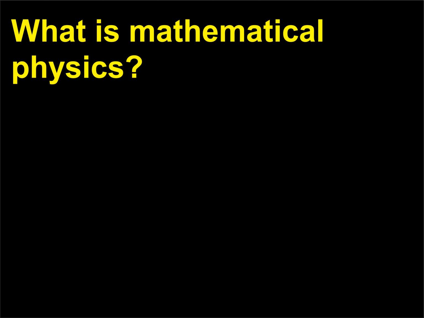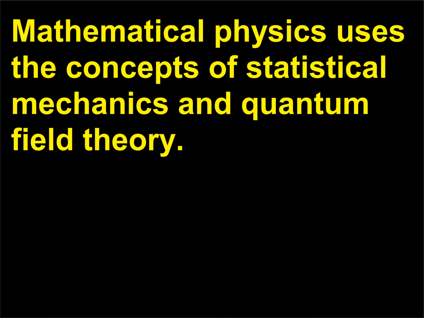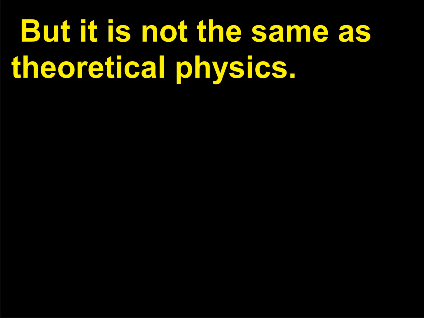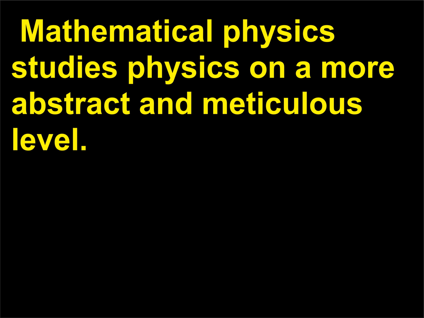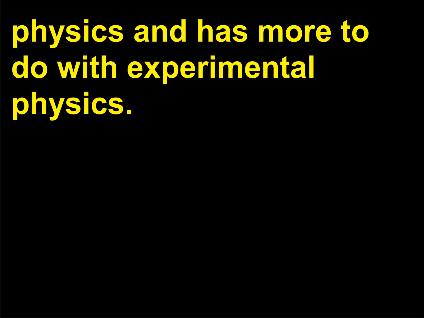What is mathematical physics? Mathematical physics uses the concepts of statistical mechanics and quantum field theory. But it is not the same as theoretical physics. Mathematical physics studies physics on a more abstract and meticulous level. Theoretical physics entails less mathematics than mathematical physics and has more to do with experimental physics.